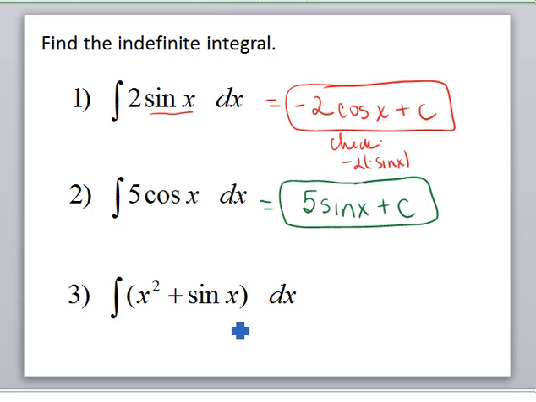Last example for today, the integral of x squared is x to the third over 3. Raise it by 1, put it over the same power, plus the integral of sine is negative cosine x, and we'll put plus c on the end.